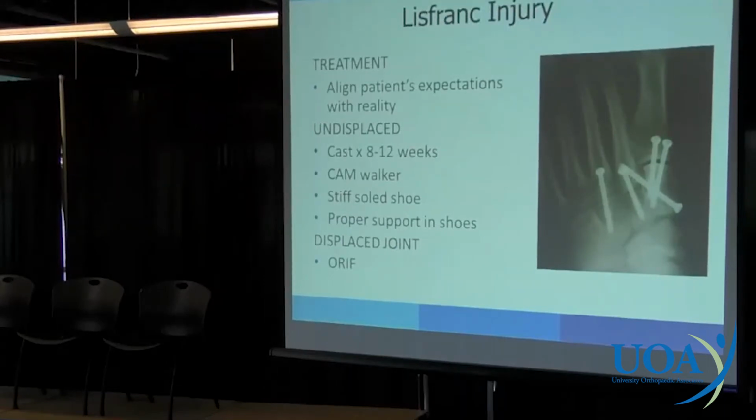So here you see on the right the screws that we placed to stabilize the first TMT joint. The second TMT joint, the Lisfranc joint, is now aligned, and the third joint, which was also unstable, is aligned. The problem with this is that if you're going to put someone back to play, ultimately, you got to take the screws out. Those screws are in there holding the bones reduced till the ligaments heal. That's all they're doing, just like the syndesmosis screw that KG was just talking about.